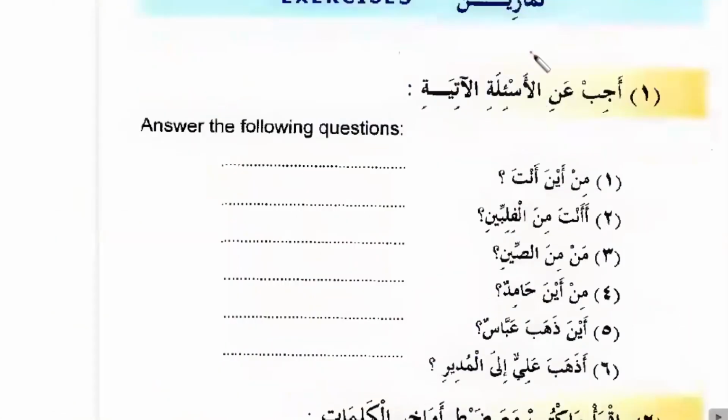Okay. So we have tamarin here, exercises. We just read a dialogue, so they want us to answer. Ajib anil as'ilatil atiya. So we answer the following questions. Min aina anta? Where are you from? So you can say ana min al-Yaban. I'm from Japan or something. Anta min al-Philippines? Are you from the Philippines? So you can see, La. Ana min al-Yaban. No, I am from Japan.